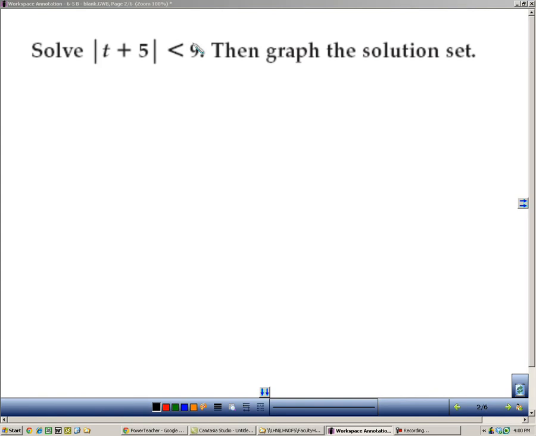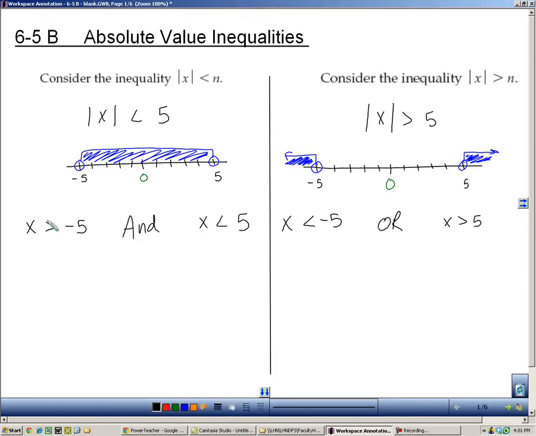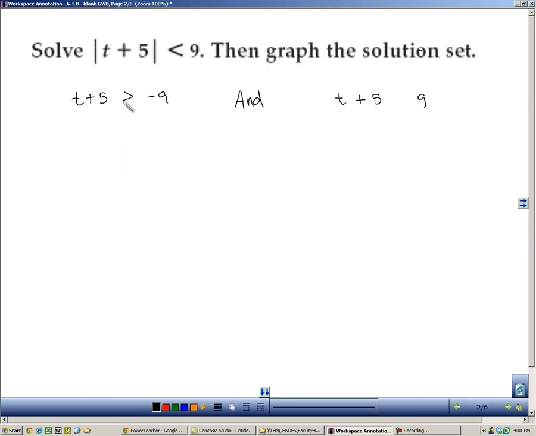Here we have to solve an absolute value inequality. If you remember from the last slide, a less than problem means this is going to be an and. You only remember that by remembering it. Less than is and. That's it. So what do you do? You take the t plus 5 and you compare it to the negative 9. And you take the t plus 5 and you compare it to the positive 9. Now what symbols do we use? Go back here. If it's a less than, you're going to go greater than the negative and less than the positive. So we'll do that. We'll go greater than negative 9, less than positive 9. Once you rewrite it this way, it's just a typical and problem that we've done in the past.